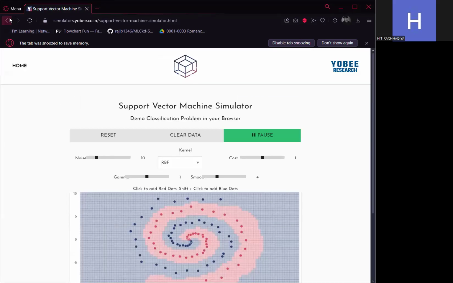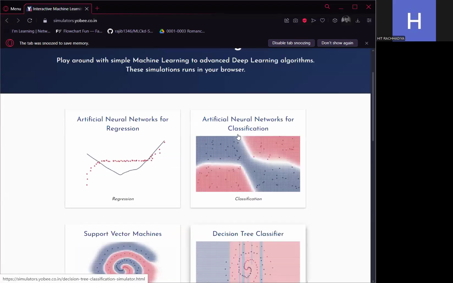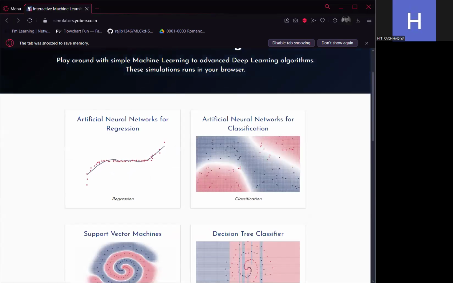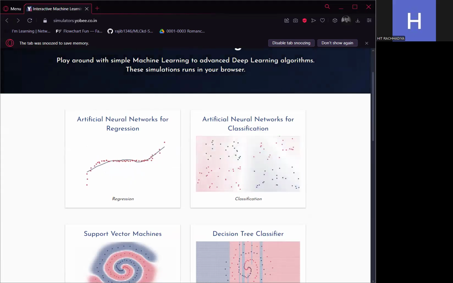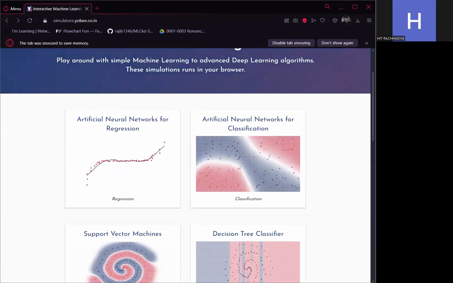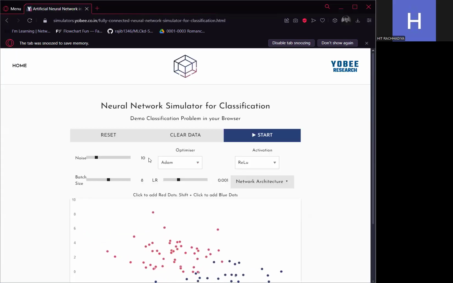So now look at the other concept, which is artificial neural network, for regression and classification both. So let's first look at the ANN for classification. Okay. So this is the simulation for ANN classification.